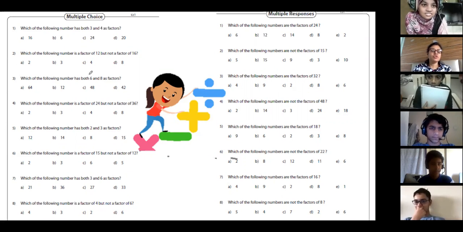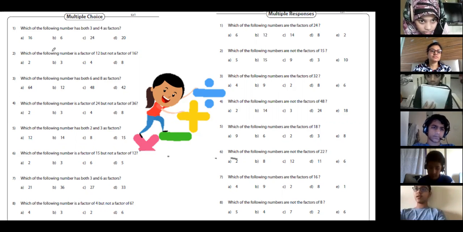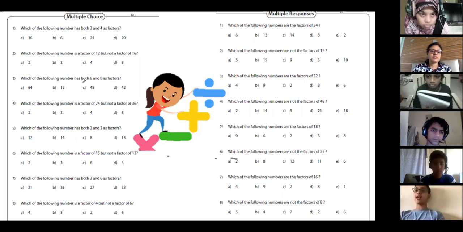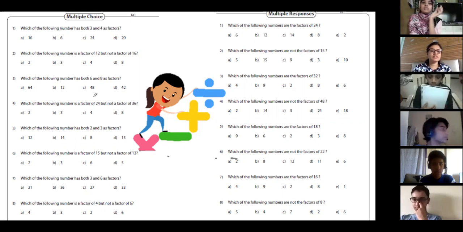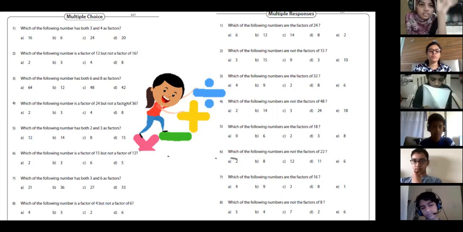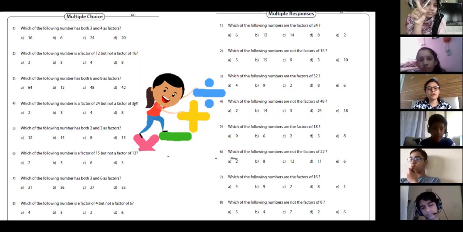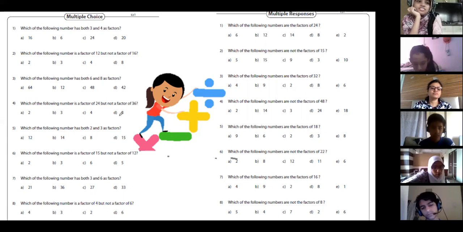Have you not understood, Ahmad, what is a factor? I understand. I just forgot what 6 times 8 is. You understood, but you are not able to answer. Which of the following numbers is a factor of 24 but not a factor of 36? Farhana? Ma'am, 8. Good, thank you so much.